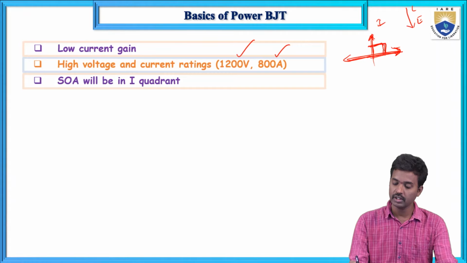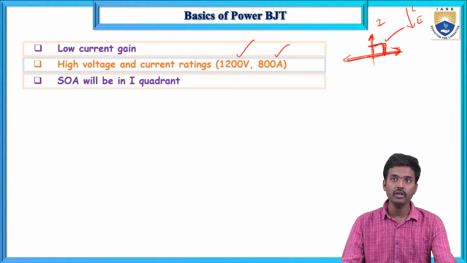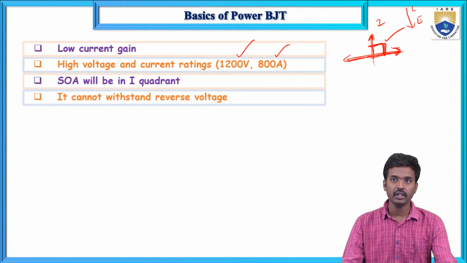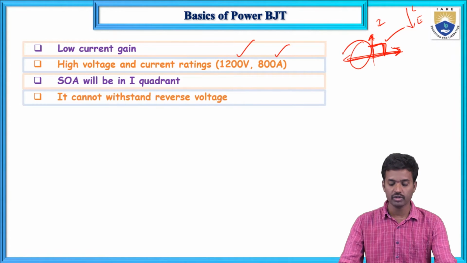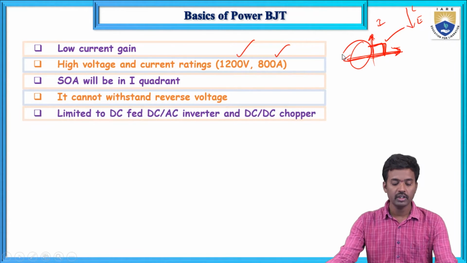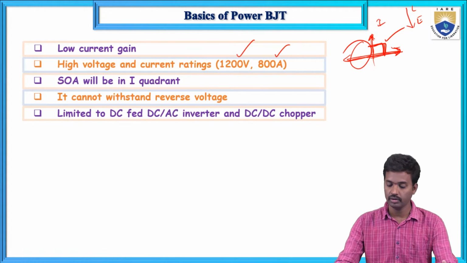So here, this is the safe operating area. Here is the first quadrant. Safe operating area will be in the first quadrant. And next, it cannot withstand reverse voltage. And it is limited to DC fed, DC to AC inverter and DC to DC chopper. So these are the basics. These things you need to remember. These are the most important.